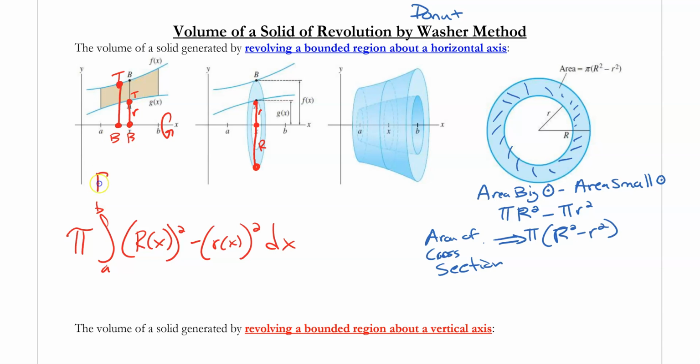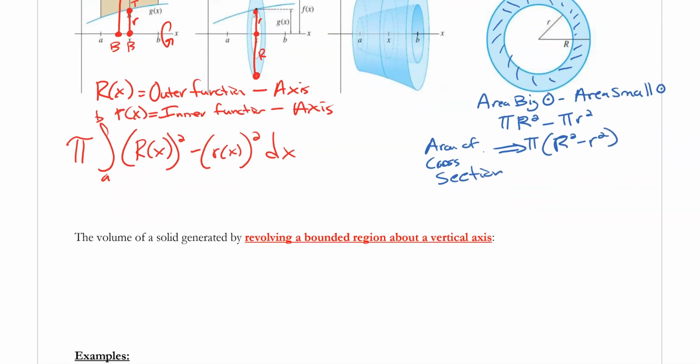So big R of x equals the outer or top function, I'm going to say outer function, minus your axis, and little r of x is your, I'll call it inner function, minus your axis of revolution. So that's how we figure out big R and little r. And I think this will make a little more sense, hopefully, once we do some examples.